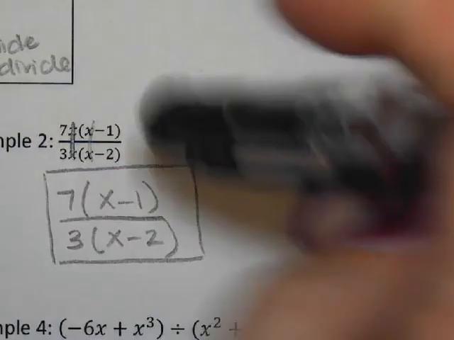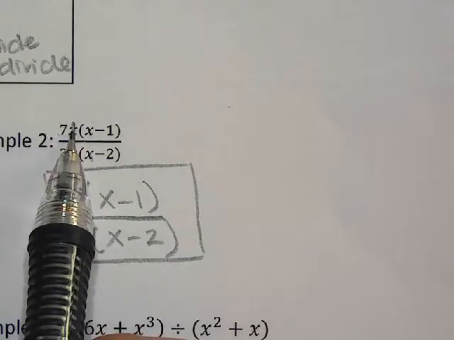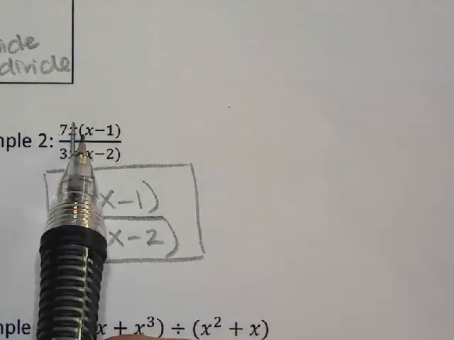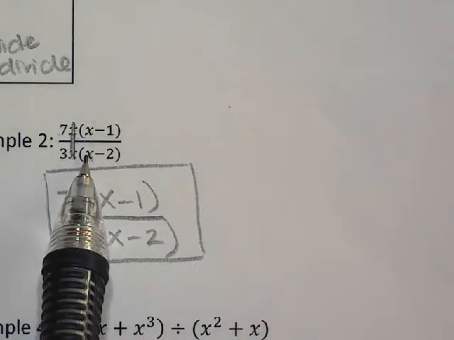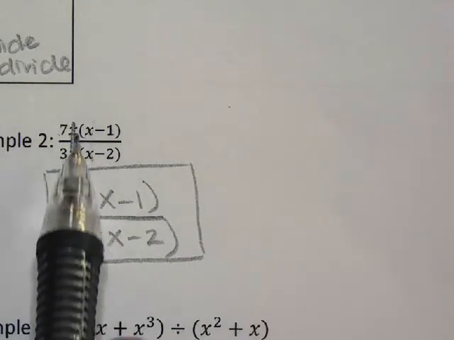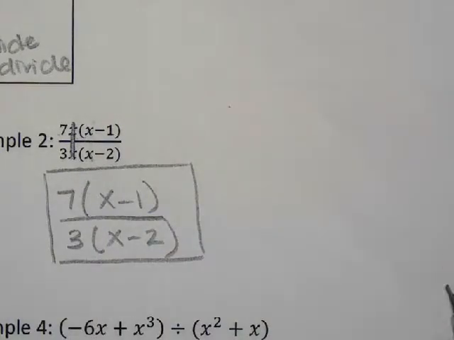Okay? The reason the other x is canceled is because this was 7 times x, and that x was being multiplied by something. And the bottom was 3 times x, and that x was being multiplied by something. And so we were truly canceling multiplication and division. That's why that one worked. Okay? All right, so let's look at the next one.